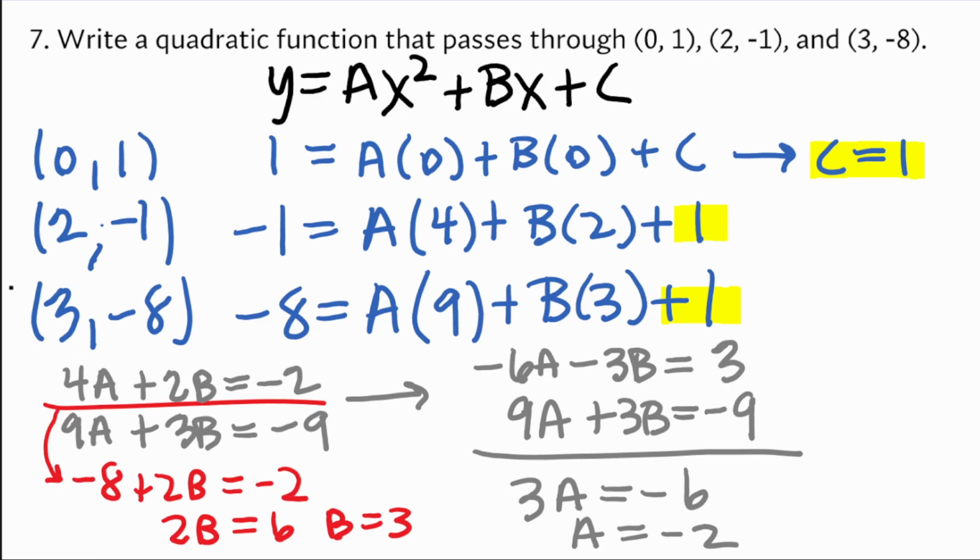Okay, so now I'm going to go in over here, and I'm going to say, all right, it's ax squared. A was negative 2, plus bx, and b was 3. And then c was equal to 1. Okay, and that was us writing an equation for a parabola that passed through 3 given points.